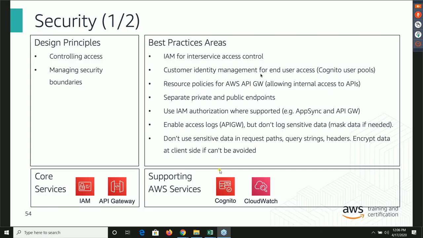From an API Gateway perspective, just like I talked about IAM roles for Lambda and instance roles for EC2, we have resource policies for API Gateway as well. Resource policies do the same thing. They define which other endpoints within AWS an API Gateway can redirect requests to. So that can help you control and limit your exposure of your backend services through API Gateway.